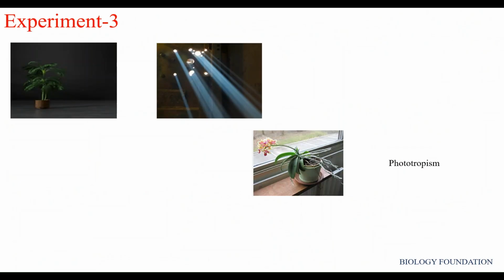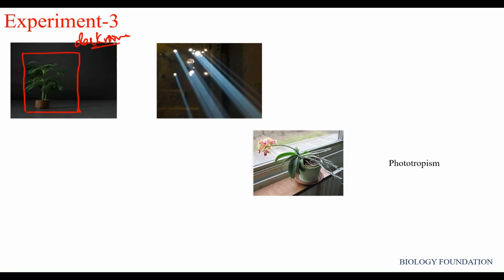Now let's understand the process of phototropism using an experiment. This can be done even at home. For this, what you have to do is take a potted plant and put this potted plant in a carton box. You have placed the potted plant in a carton box, and this box is kept in a very dark room.